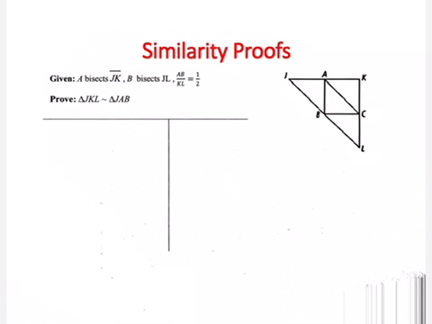So in this problem, they tell us that A bisects JK, and that point B bisects JL, and that AB over KL is equal to 1/2. And they asked us to prove that triangle JKL and triangle JAB are similar. So we start by restating our given. All right, and so now that we've done that, we need to look at the term bisect.